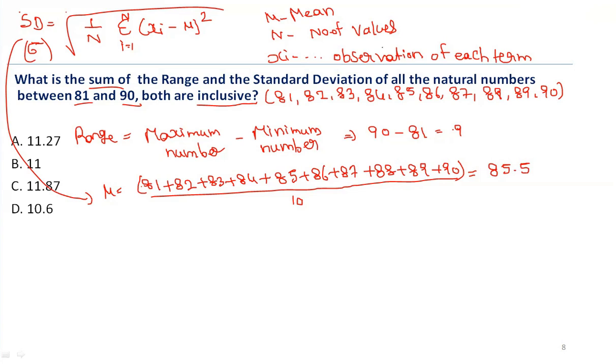And to find that square, taking each observation and then subtracting mu from it, the average or mean value from it, what will be the square of each and every observation? So here I'm taking from the starting, which is 81. So 81 minus 85.5, if you do, that is nothing but minus 4.5. So that value I have taken here to the square.